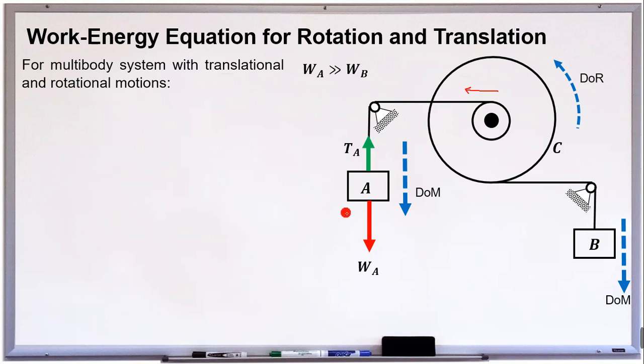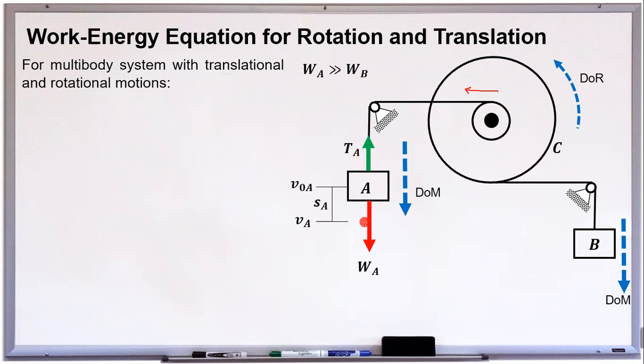Next, we will consider the external forces that are present in the multi-body system, in order for us to know what are the forces that will produce work for this system. So we have the weight of A, then we have the tension at A, but this is colored green, indicating that this is an internal force. So it will not cause any work for the system because this one will be canceled out throughout the process.